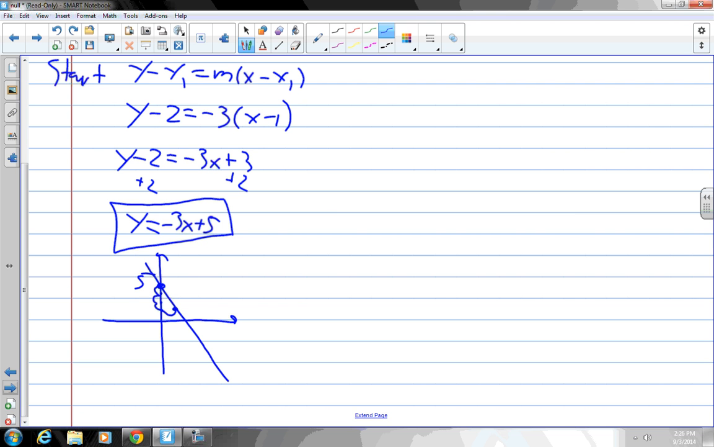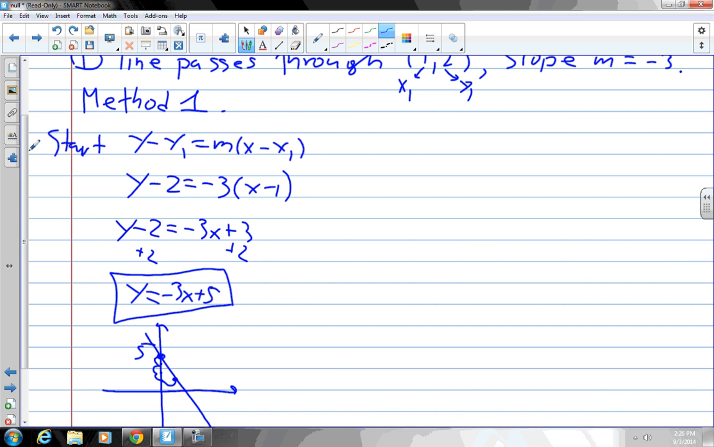Is that okay? If the slope was 3/4, how would you interpret 3/4 for a slope? Yes, up 3 over 4. Okay. Now let me show you the other way of doing this problem. So method 2.